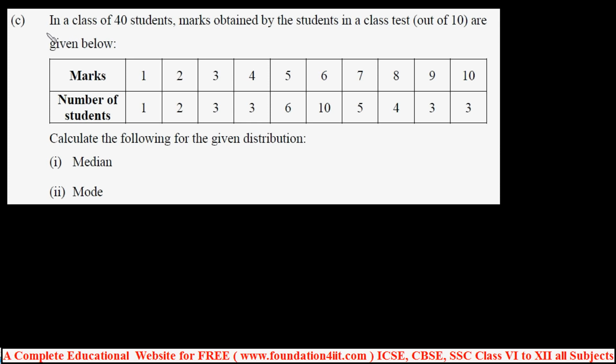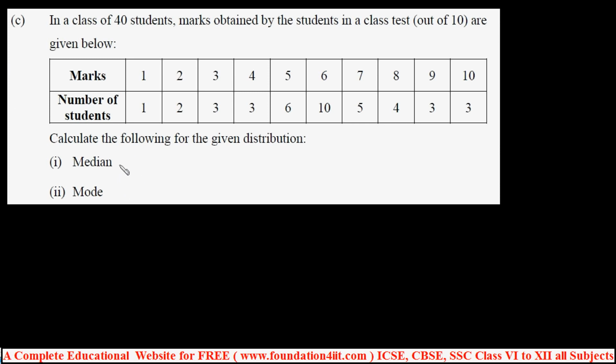In question C, in a class of 40 students, the marks obtained by the students in a class test out of 10 are given below. Marks are 1, 2, 3 up to 10. The number of students who got 1 mark is 1, then 2, 2, 3, 3 again. For 4 marks, the number of students is 3. For 5 marks, the number of students is 6. The table is given. Calculate the median and mode for the given distribution.